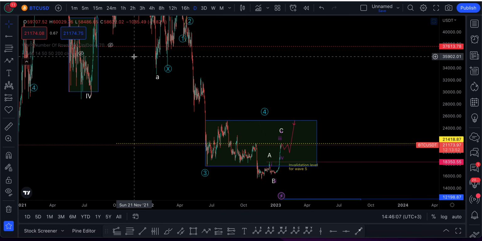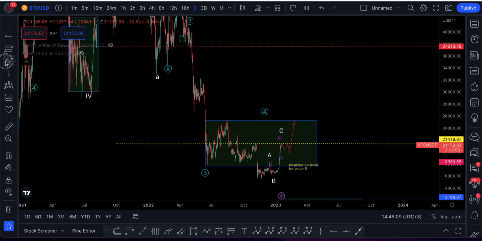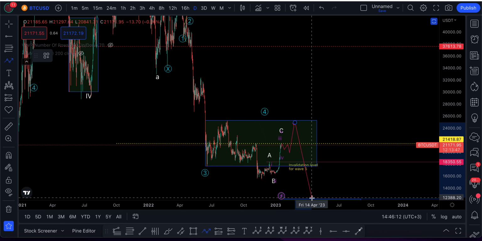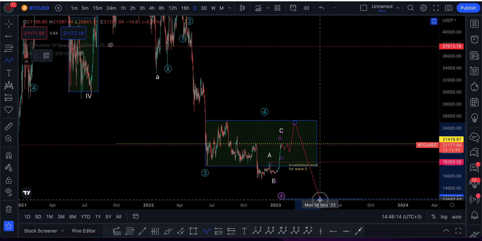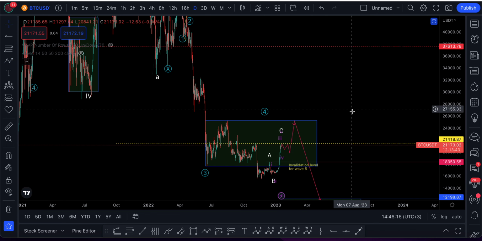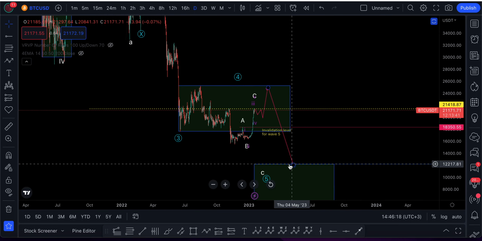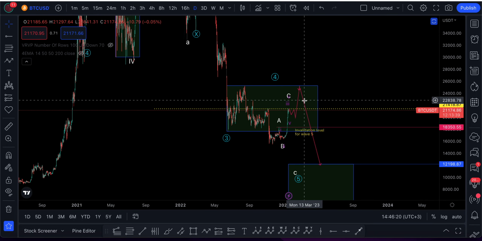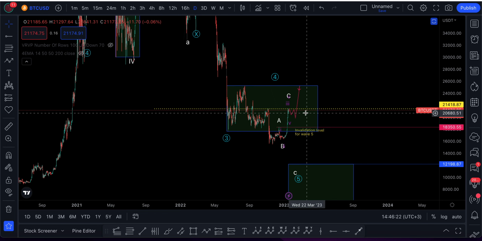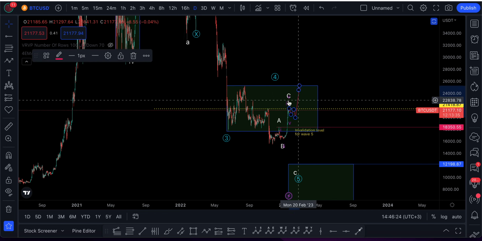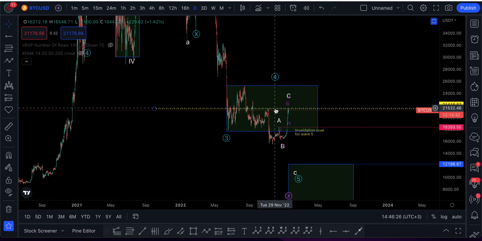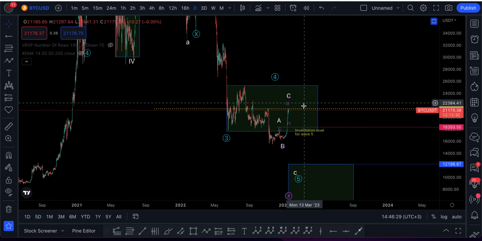Or the other scenario that we might have is, if we touch the upper bound, we might drop, right, all the way down to take out the bottom, and to target the initial target that we had. But we will analyze that when we get there. For the meantime, I'm currently looking at the range that we have.